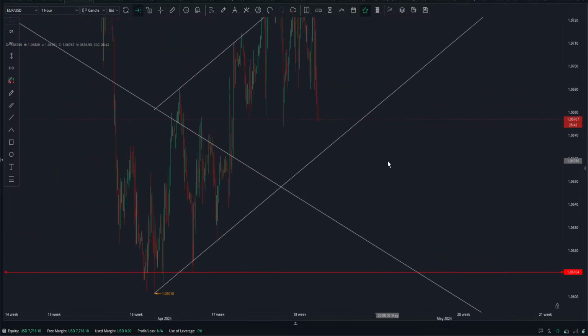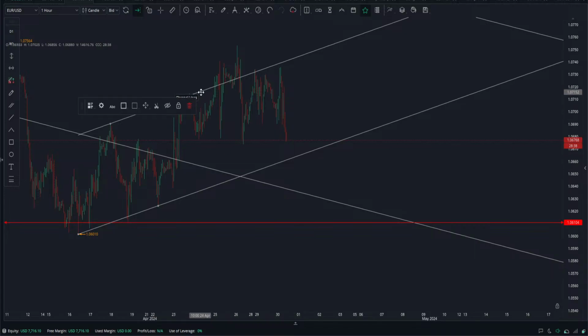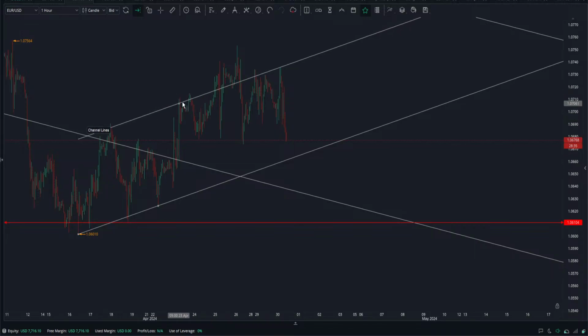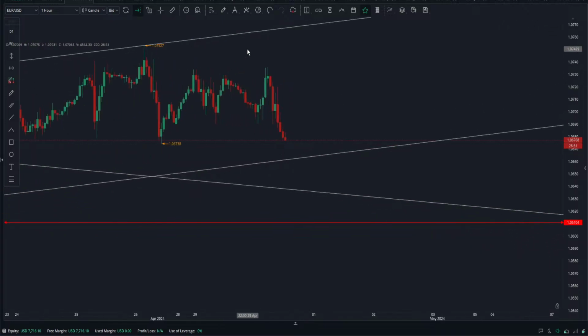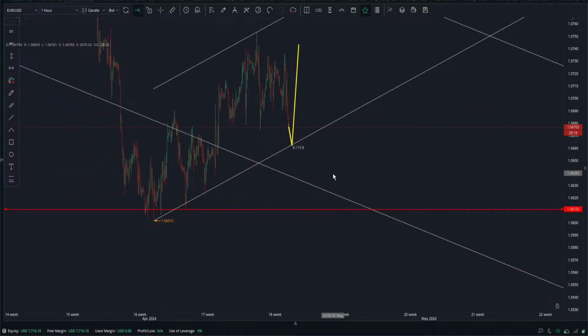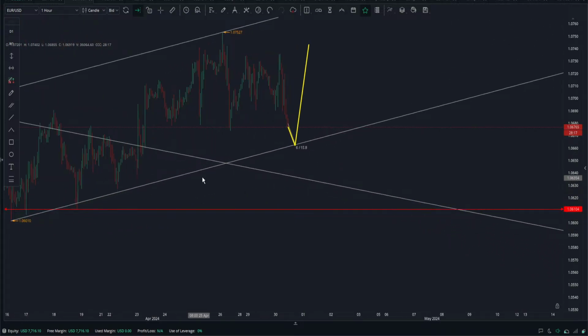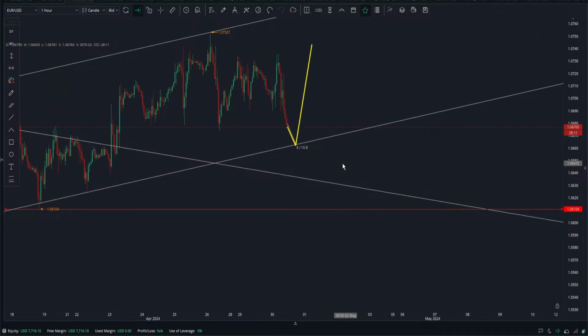You can expect this rising channel to act as a support as and when the price proceeds in the future. So there is a possibility that the price will go like this. This is also a possibility. So you have to keep an eye on this price action, based on this rising channel. This is the only possibility.